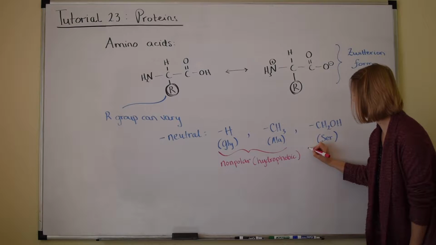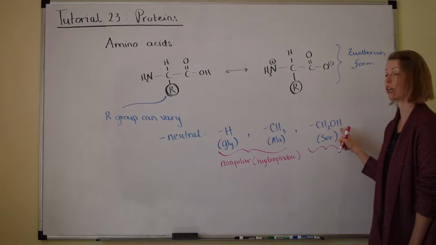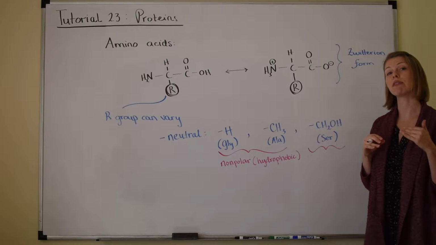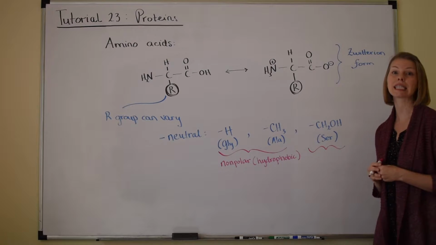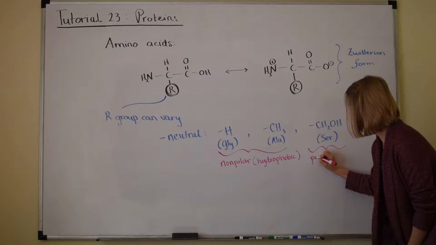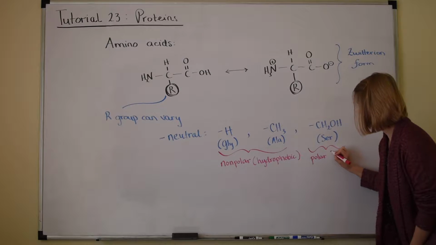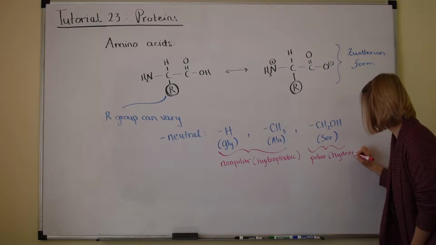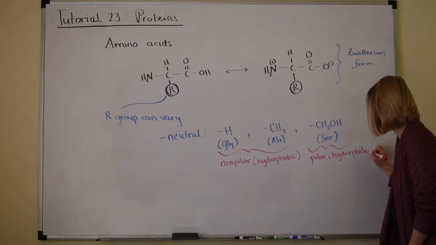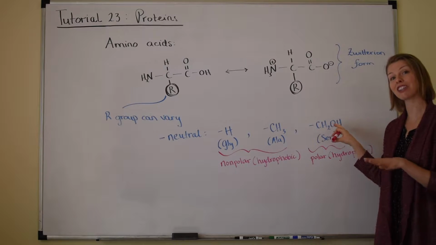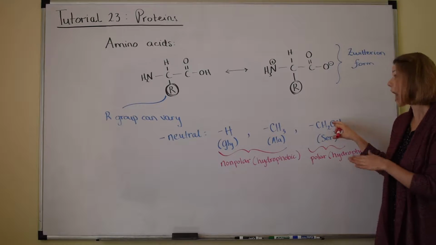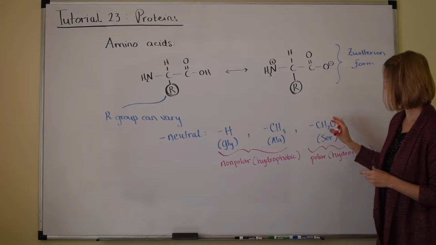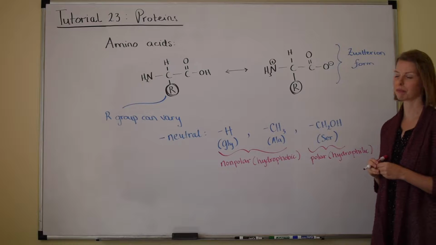And then serine, we can see with the OH here that this is going to be a very polar side group. So this is a good example of a neutral but polar side group. So it's right here, polar, which makes it hydrophilic, water-loving. You can probably even imagine already this OH hydrogen bonding to water molecules. So very water-loving portion of the molecule.